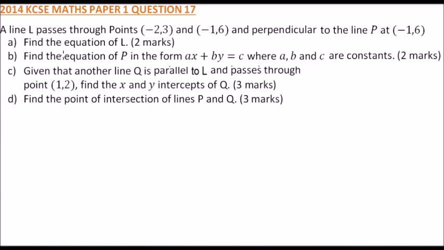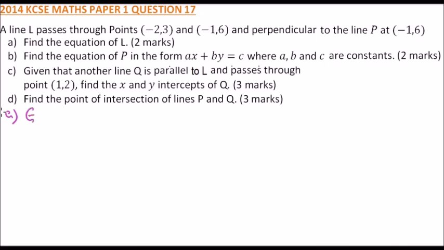2014, paper 1, question 17. We are told a line L passes through points minus 2, 3, and minus 1, 6, and is perpendicular to the line P at minus 1, 6. Find the equation of L. So this is our A. For the equation of L, first of all, we calculate the gradient.